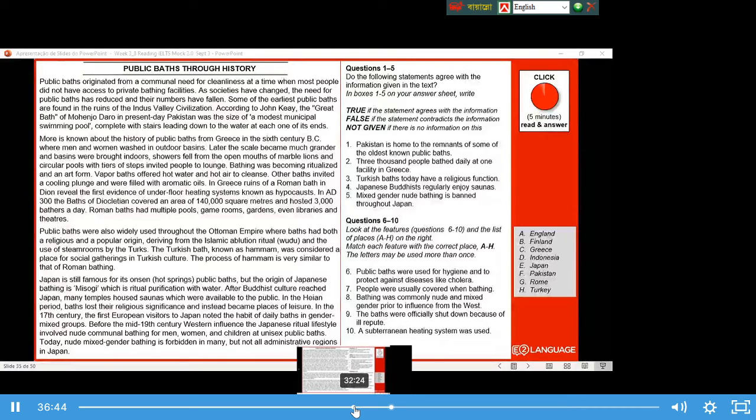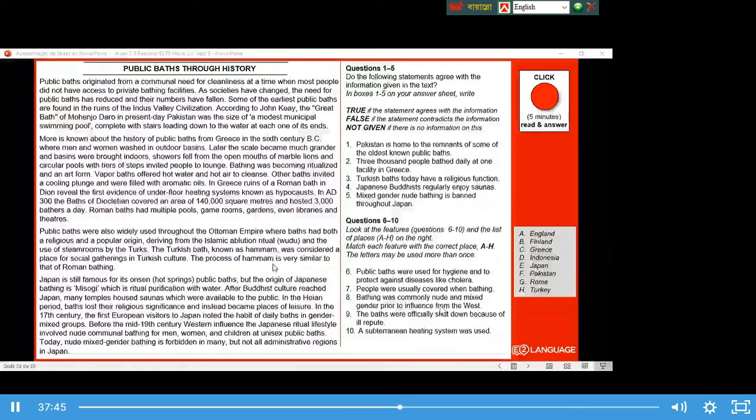Number six will be England. Number six is: public baths are used for hygiene and to protect against diseases like cholera. Yeah, it is cholera. No, it's not here. Number seven: people are usually covered when bathing. I don't see that here.